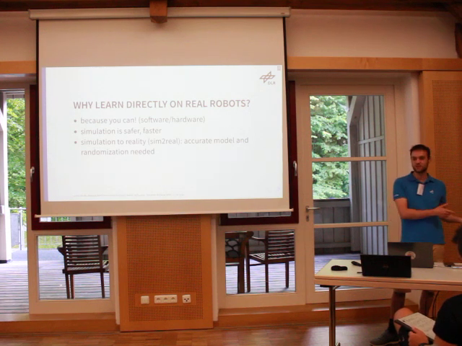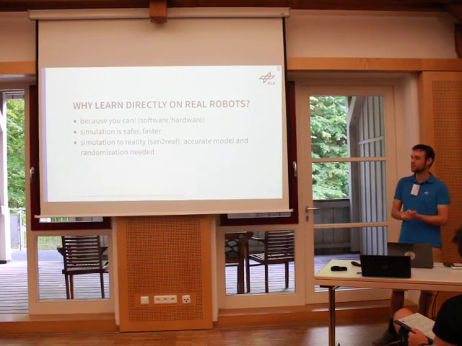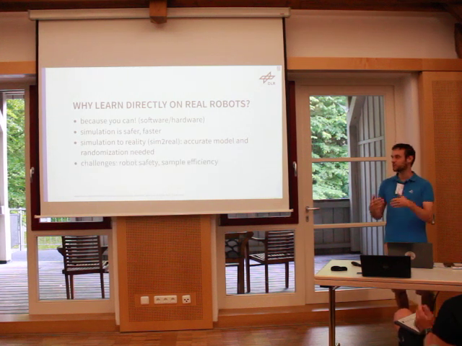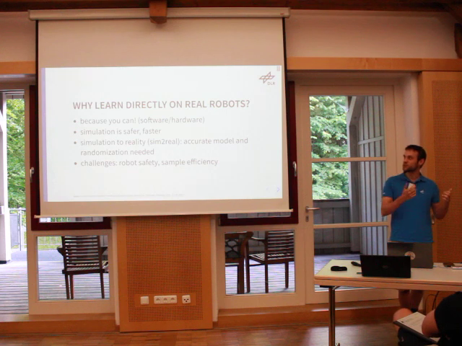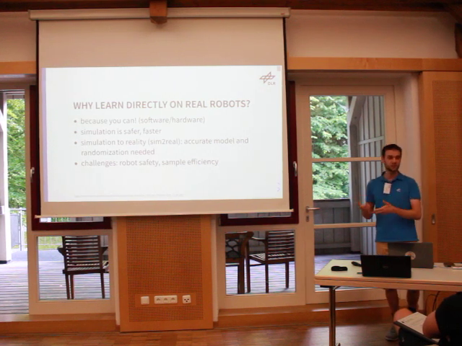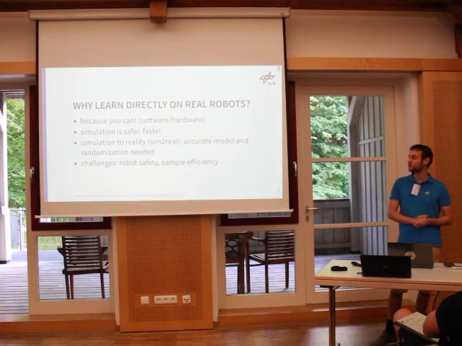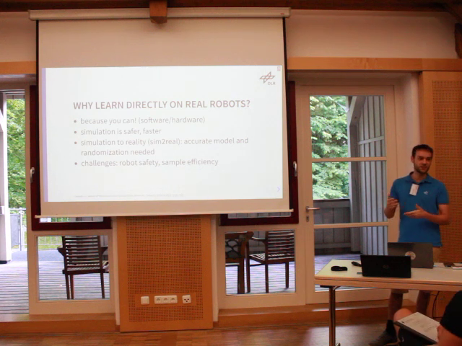But if you have a simulation, then you need a very accurate model, and you still need some randomization in order to bridge the gap from simulation to reality. Of course, learning on a real robot comes with its own challenges. So you have some safety involved, both for the robot and for you. And you need to be very sample efficient because you cannot be faster than real time.